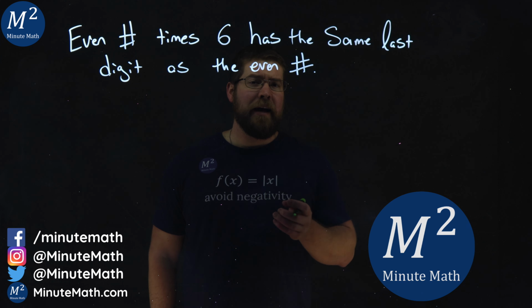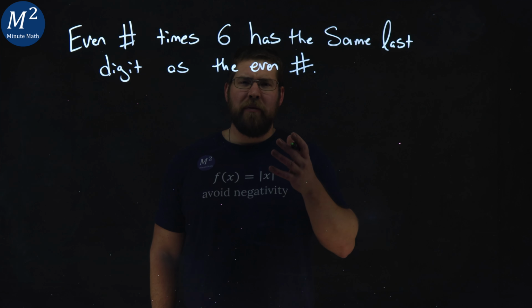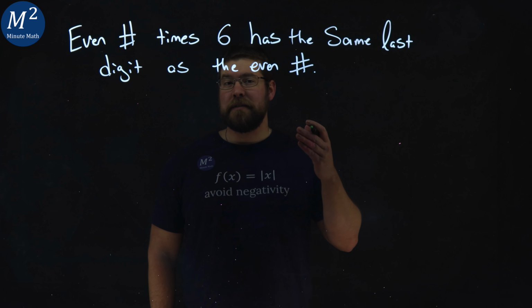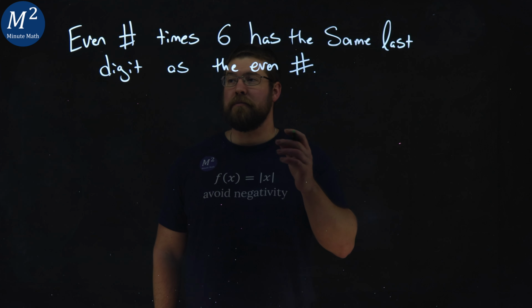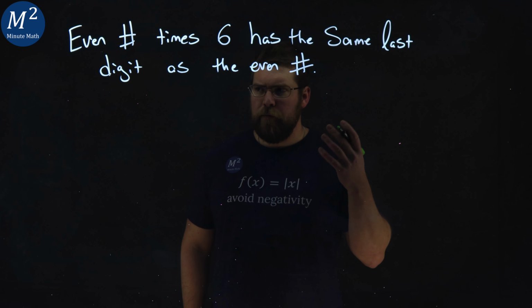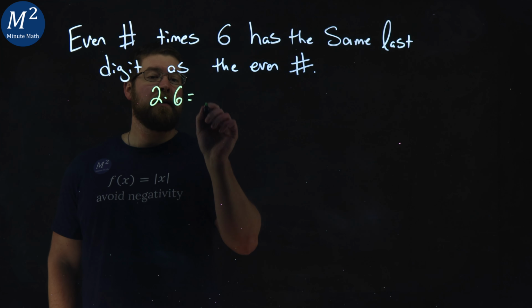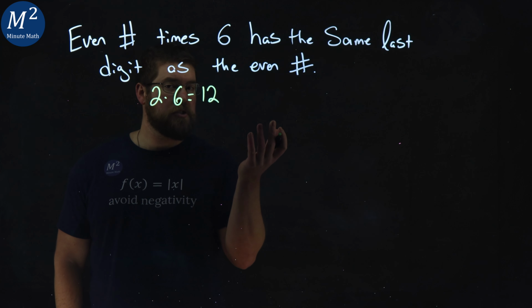Some friends of mine have a child who is very curious and thinks about numbers, and they came up with this question. He noticed that if you take an even number times 6, that gives you the same last digit as that even number. So, for example, if we took the even number 2 times 6, that gives us 12. 12 has the same last digit as 2.